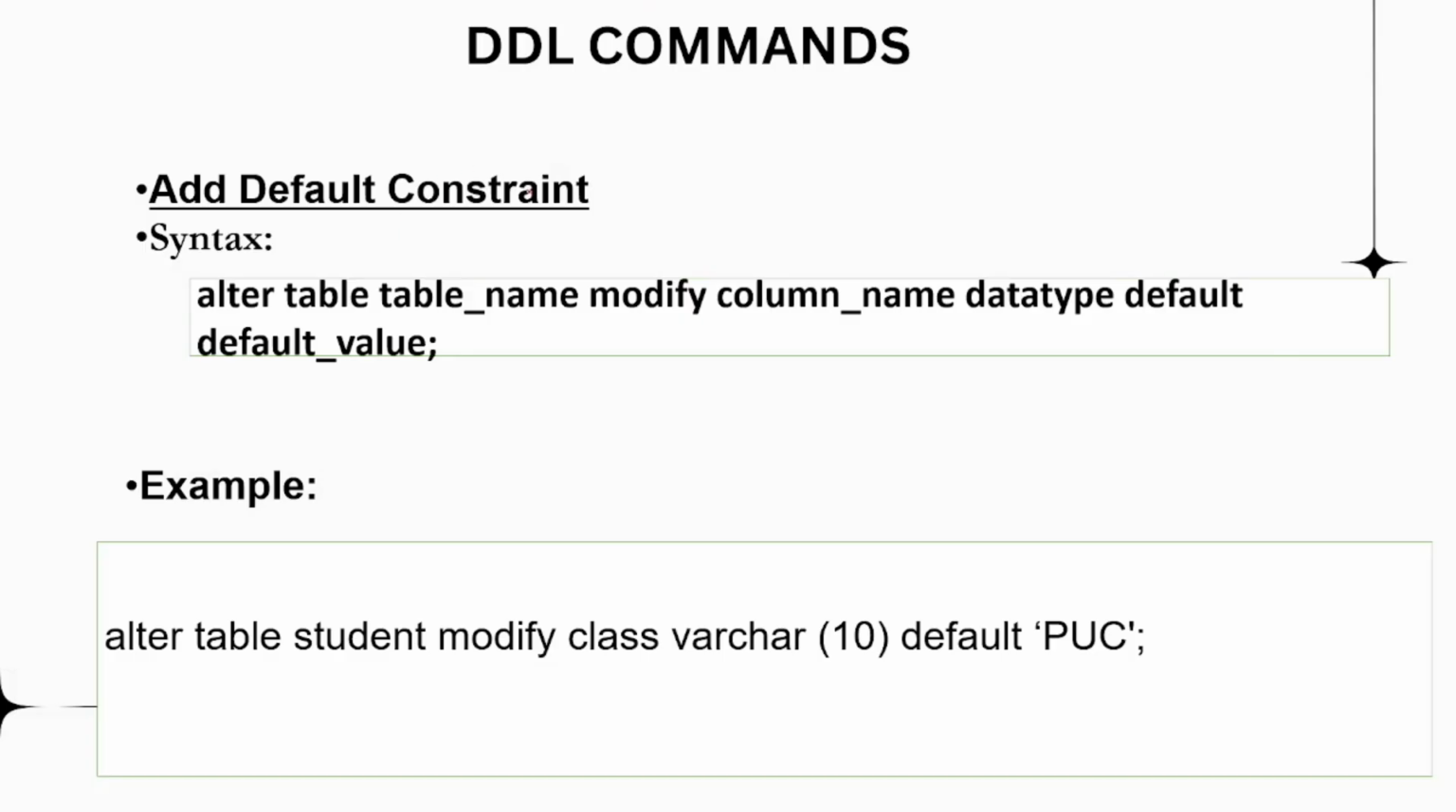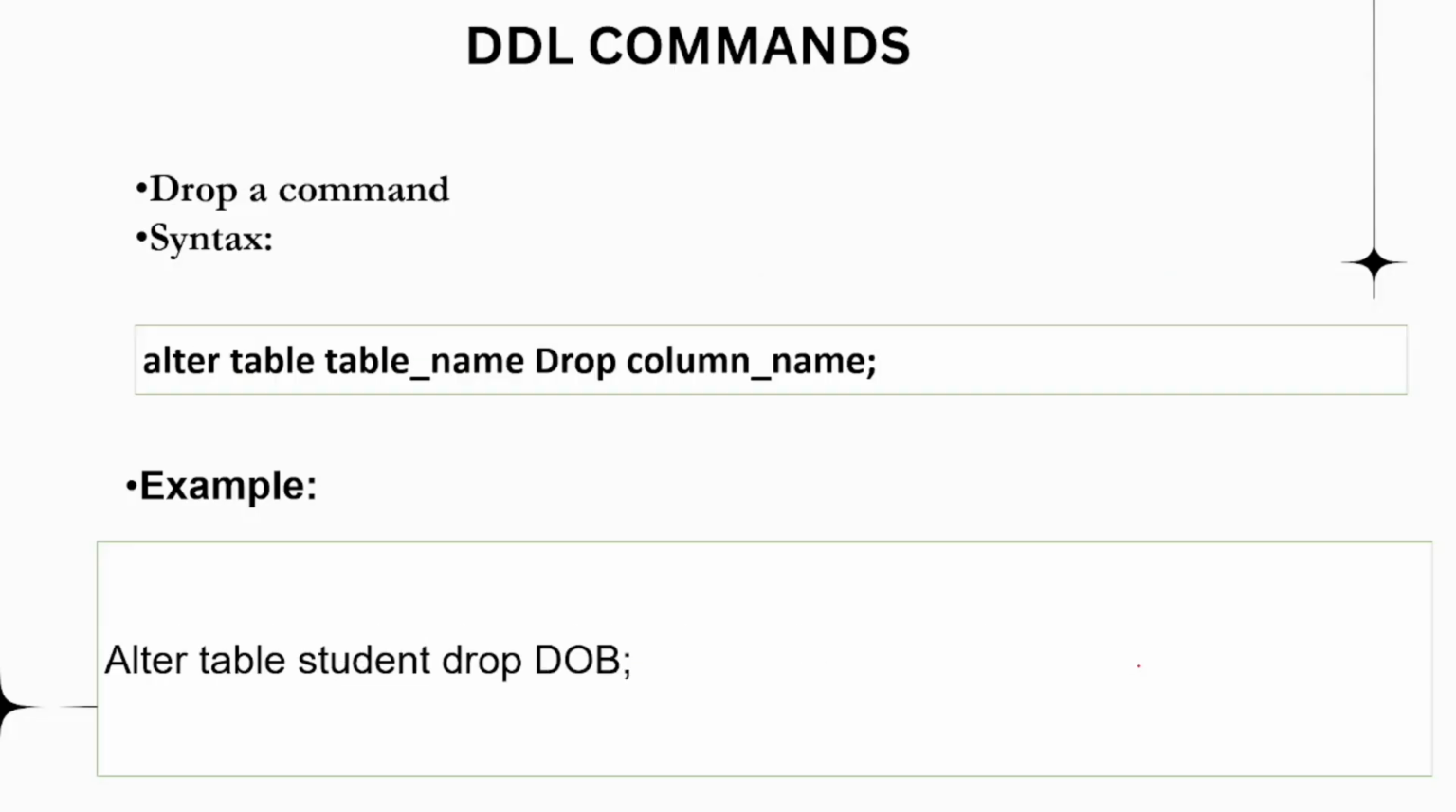Next one, add default constraint. You are giving the default value now. So how can you do that? ALTER TABLE table name, again MODIFY only you are using. Column name, data type, default value. Here ALTER TABLE student is my table name. Modify this column, I am taking class VARCHAR(10), then DEFAULT I am giving PUC. Whether it can be a first PUC or second PUC, but by default the column value will be PUC.